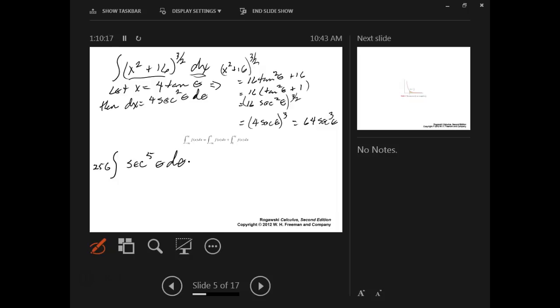Got it? Okay, and how would you handle that? Would it be secant 6 theta? That's what it is. Then you would need a d theta, d secant in there somewhere, which is secant tangent.